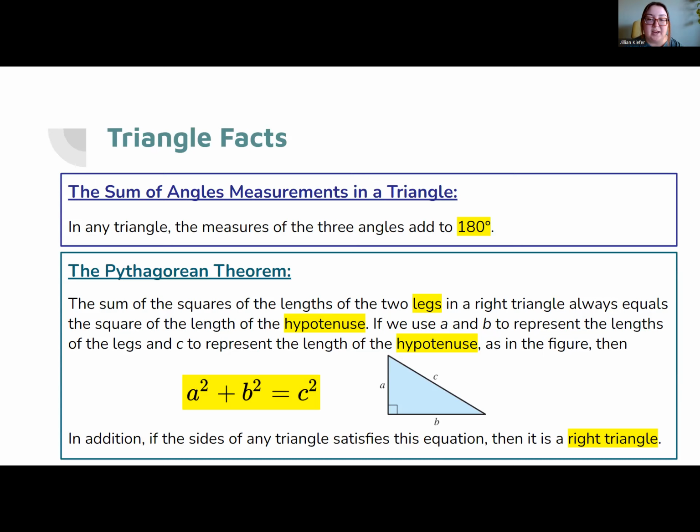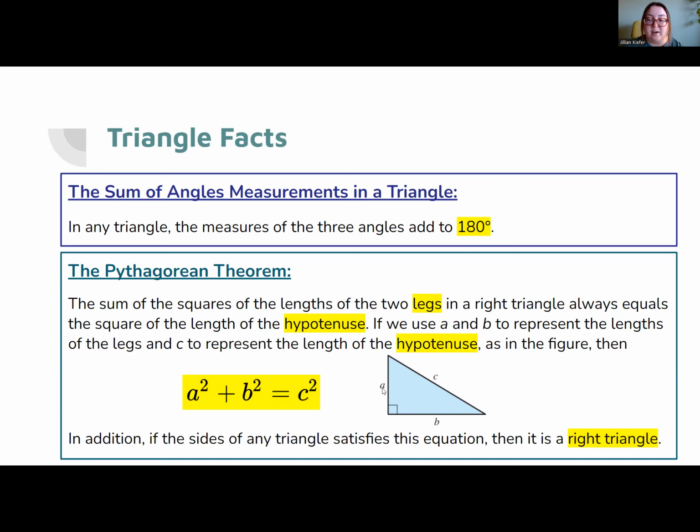Then we have the Pythagorean theorem. So the Pythagorean theorem states that the sum of the squares of the lengths of the two legs in a right triangle always equals the square of the length of the hypotenuse. So looking at our picture here, the hypotenuse is the diagonal portion. The legs are the two vertical and horizontal sides. It doesn't really matter which one you label as A or B. Just remember the legs are the vertical and horizontal sides.